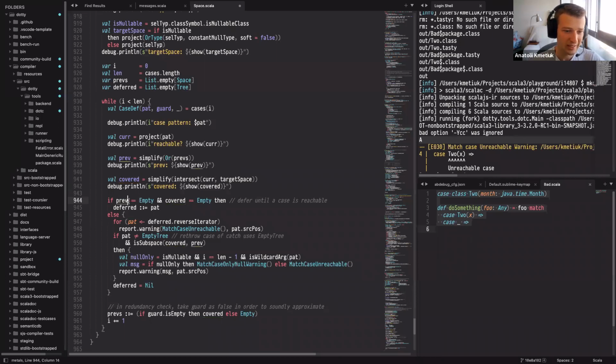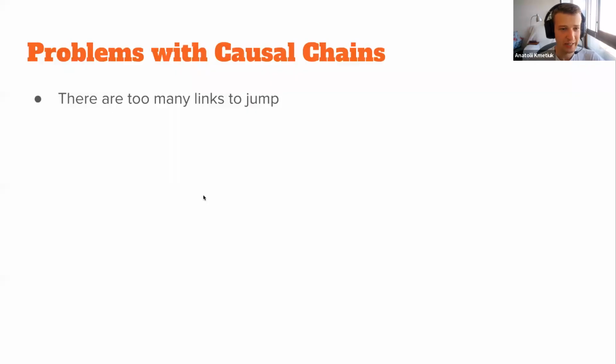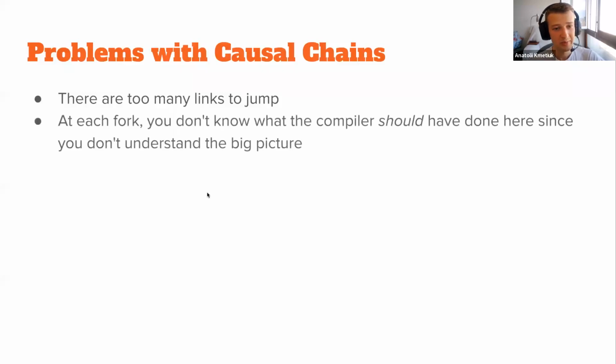Should we trace the previous branch of this if statement, or the covered branch of this if statement? Which one is correct? Another problem is that, as we have just discussed, at each fork, you do not know what the compiler should have done.